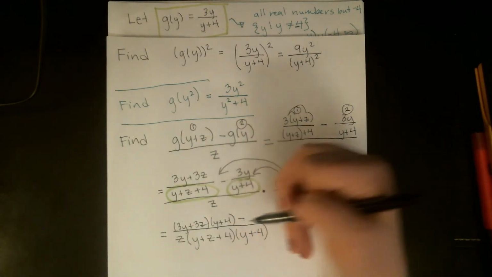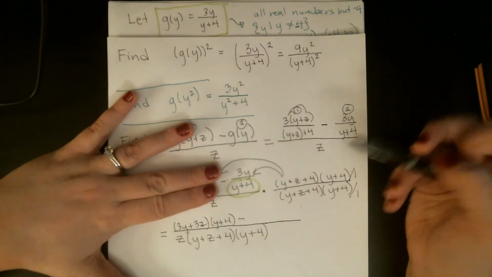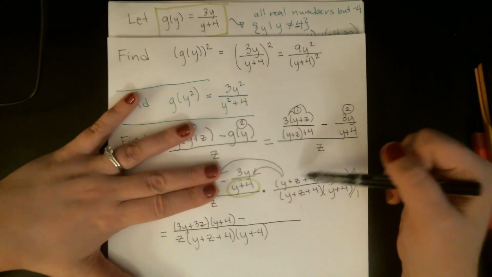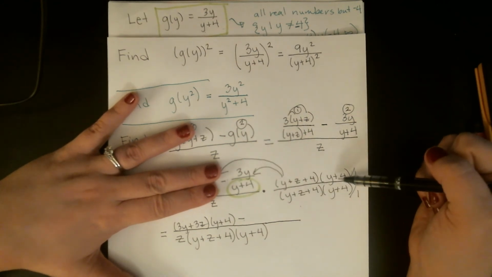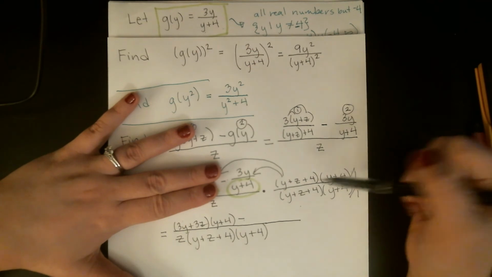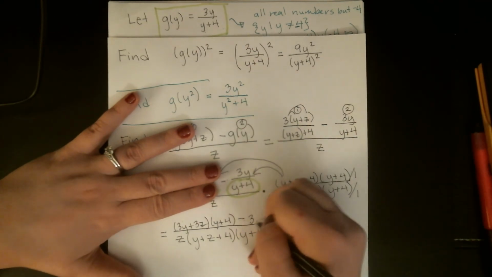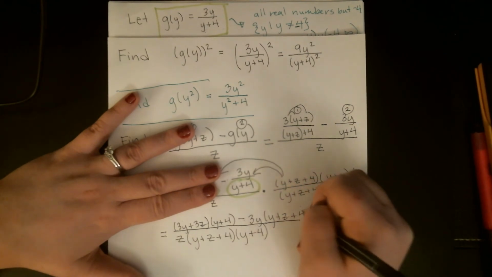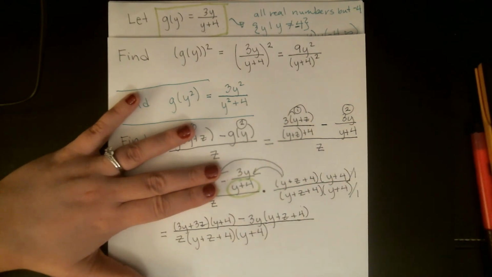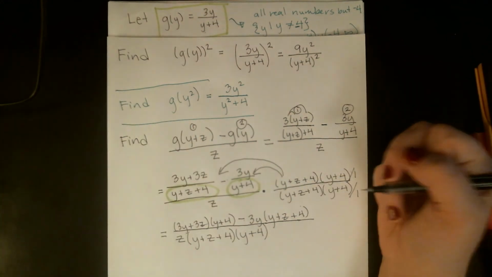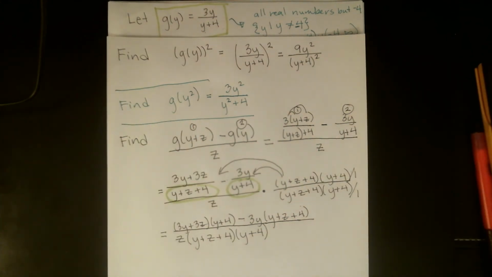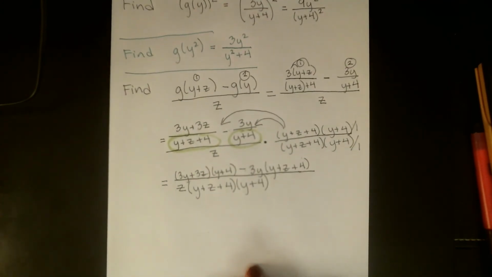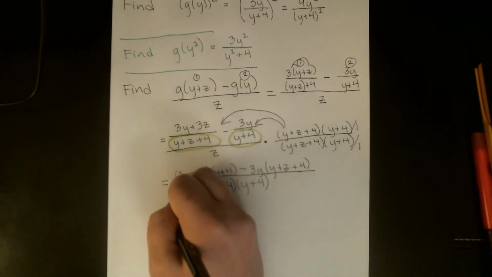The minus sign is just going to carry through. And now we want to multiply the second fraction by the LCD. So when we perform this multiplication, the y plus 4's will cancel. We'll be left with the 3y from the top of the fraction and the y plus z plus 4 from the LCD. Okay, so this might look horrible. Sometimes they do look horrible for a step or two, but I still would say this is an improvement. We no longer have fractions in fractions, and that's a good thing.